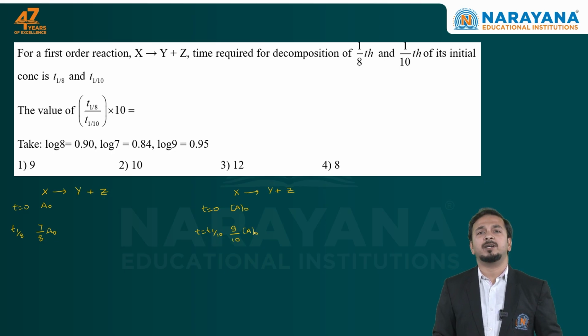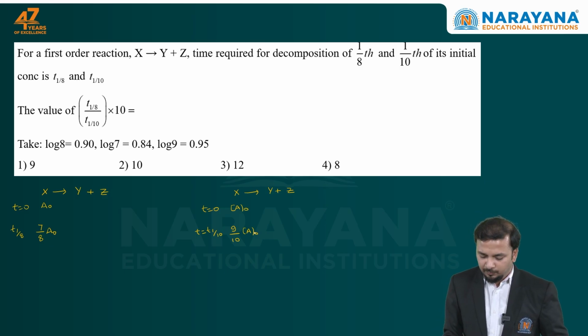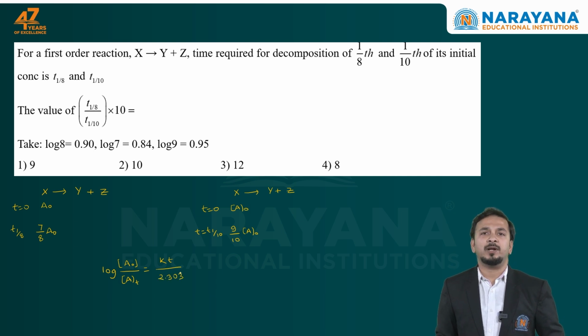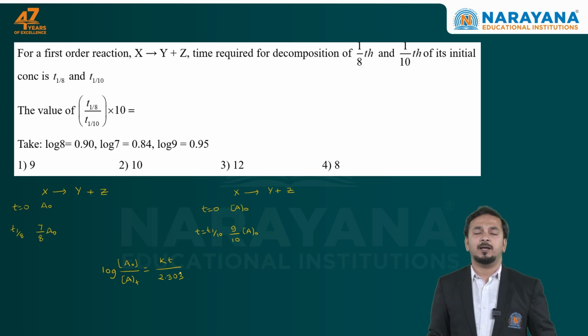So we have got the initial concentration and the concentration at time t. Now we know for first order reaction, the formula is log of A naught upon At is equal to Kt upon 2.303, where A naught is initial concentration and At is the concentration which is left after time t.